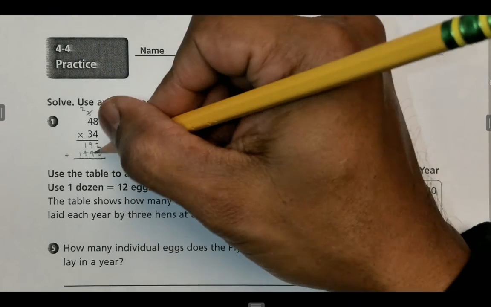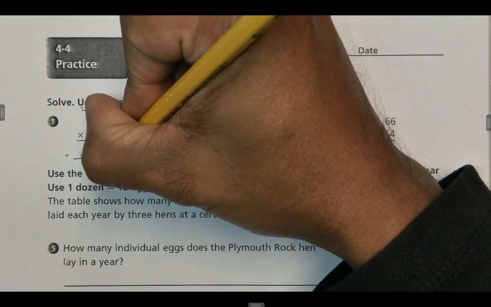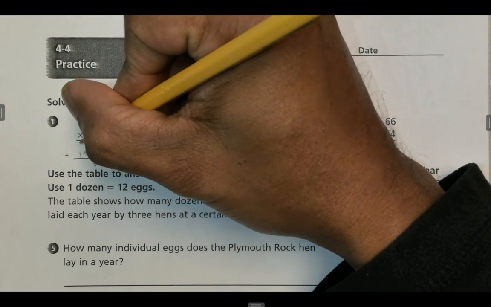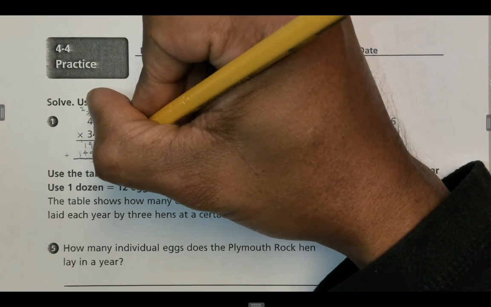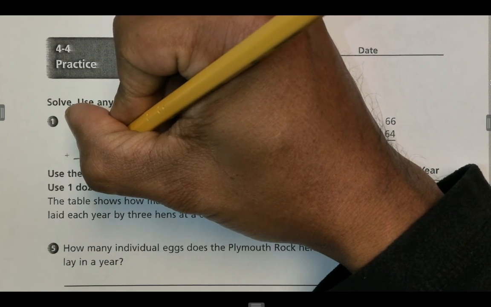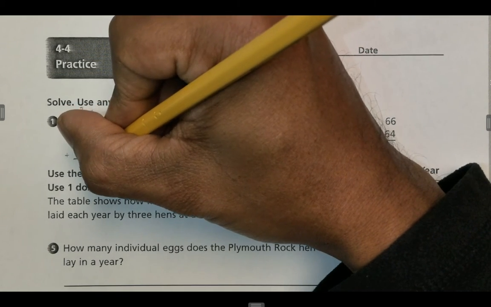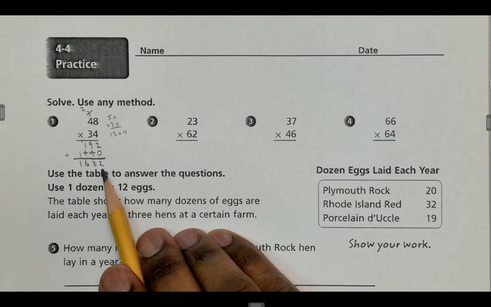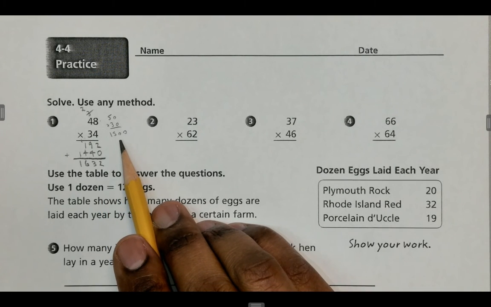Now add up my columns. 2 and 0 is 2. 9 and 4 is 13. 1 and 1 and 4 is 6. And I bring down the 1. I get an answer of 1,632, which is right in the ballpark with our estimate.